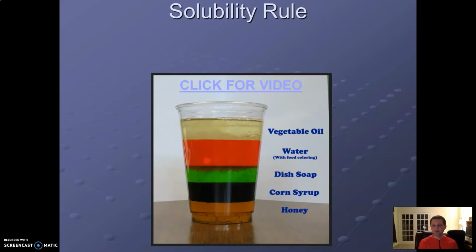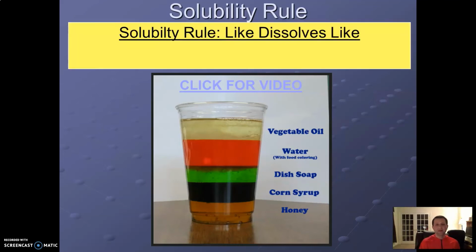So, to wrap this up here, I talk very briefly about solubility. And why do certain things dissolve in certain things? Why do some things dissolve in water and some things don't dissolve in water? The solubility rule is really 3 words. Like dissolves like. You're going to say, what on earth are you talking about?